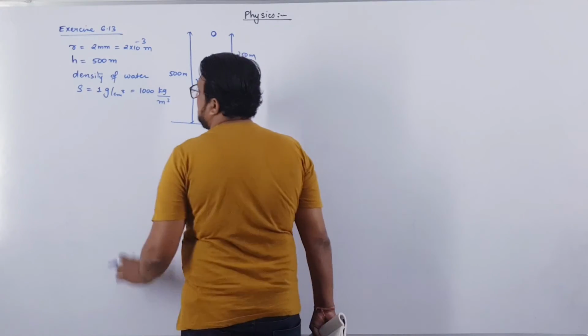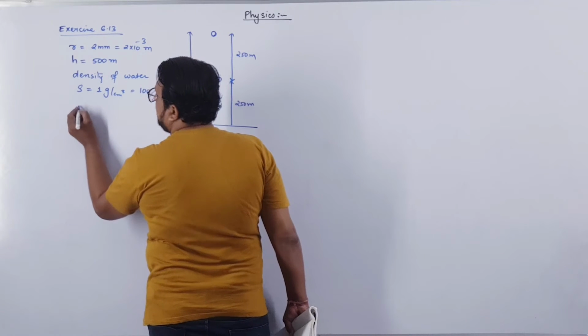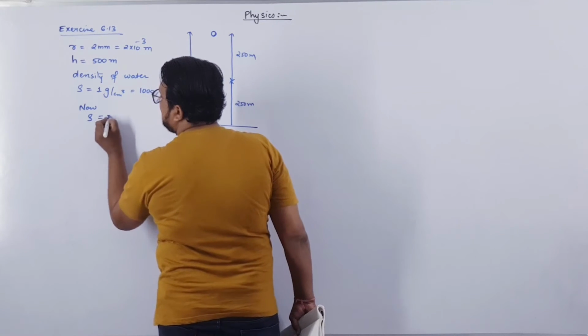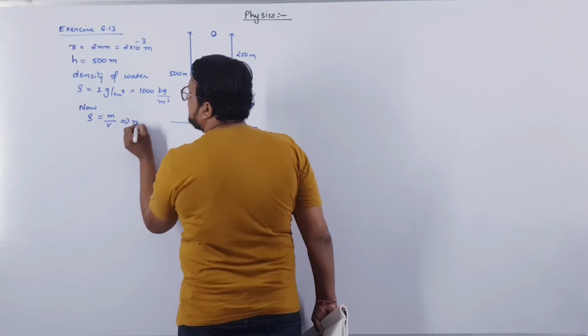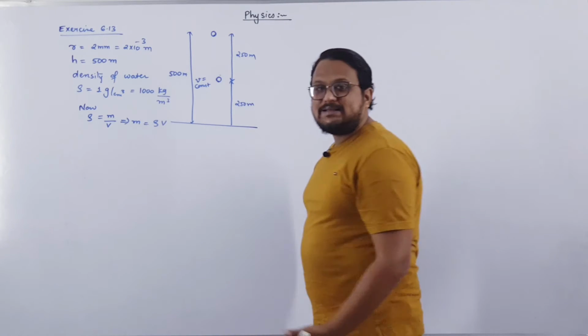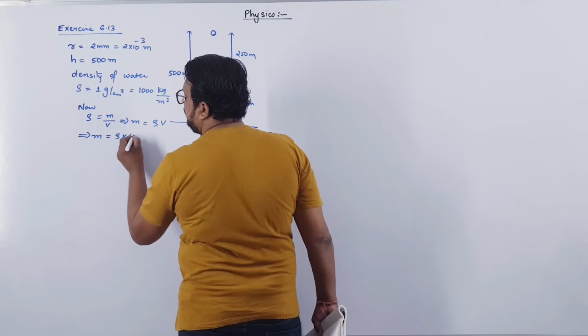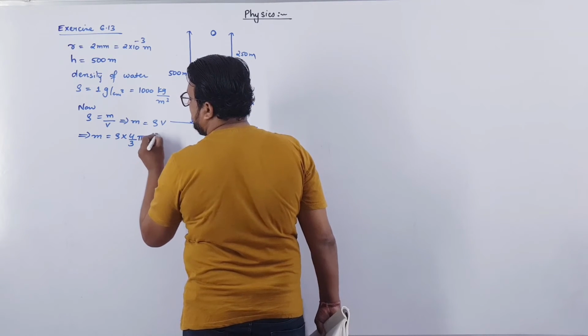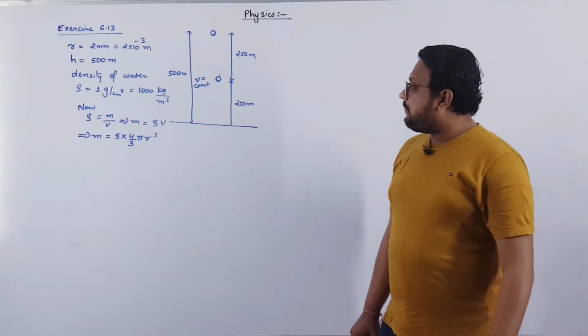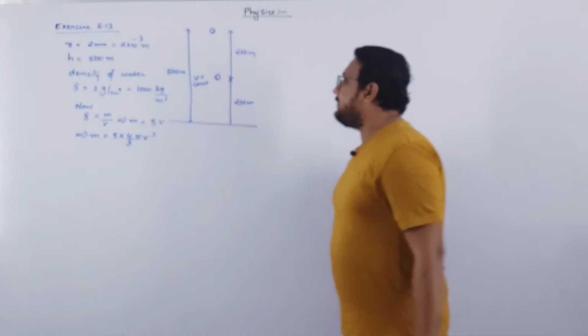This is the density of water, 10 raised to 3 kg per meter cube. Why is density required here? Because density is mass over volume, so mass is density into volume. The drop is spherical, so the volume is 4 by 3 pi r cube. So mass is equal to 10 to the power 3 into 4 by 3 into 3.14 into (2 into 10 to the power minus 3) whole cube.